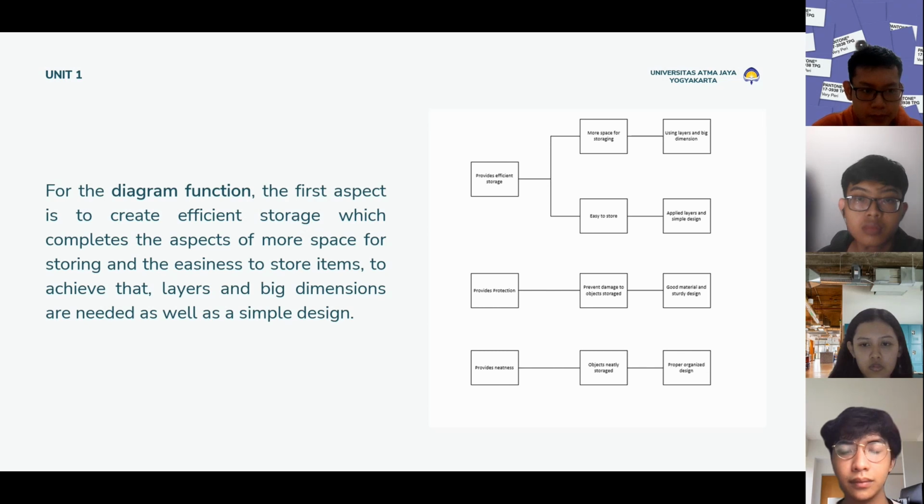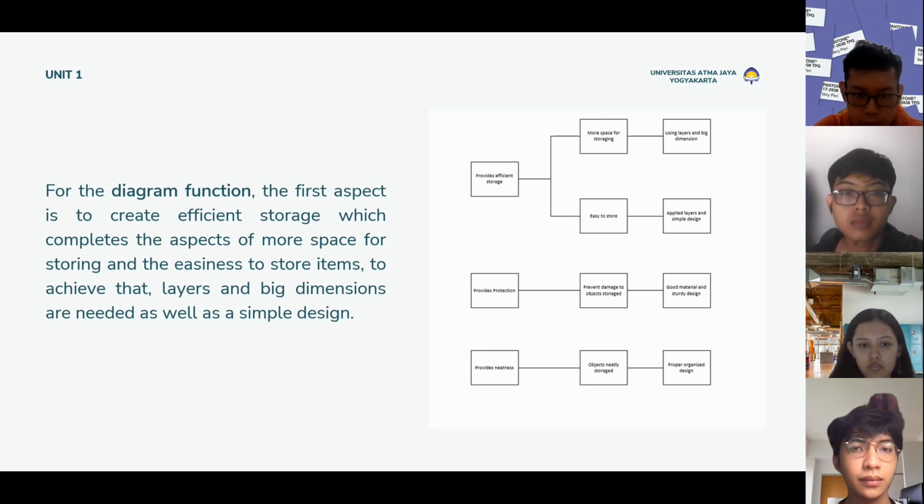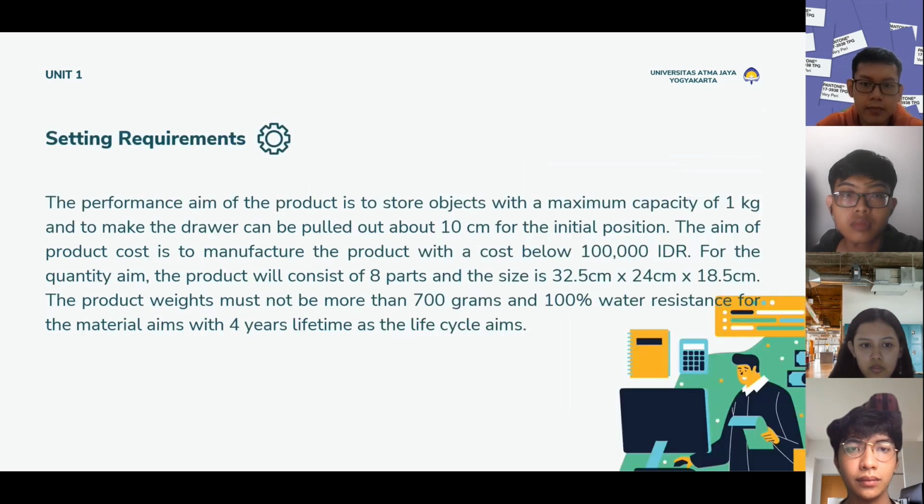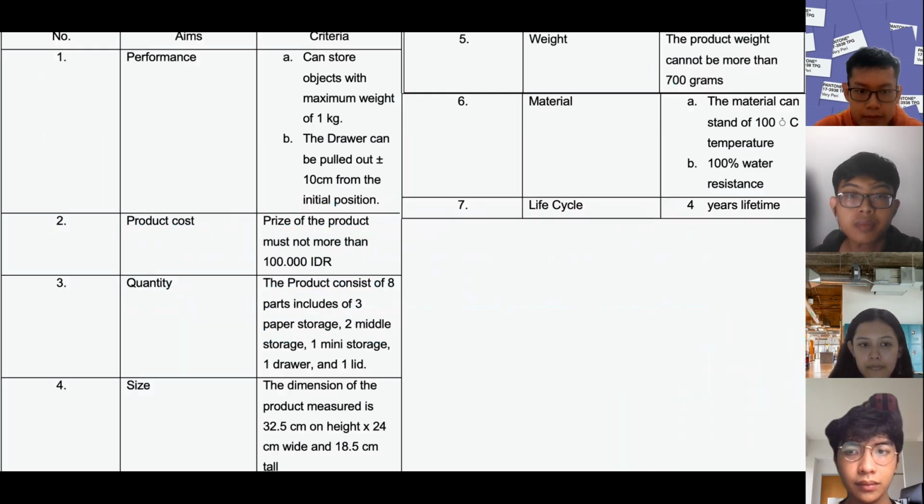Next. And here is the function diagram, which has 3 main aspects. The first provides efficiency of storage. Second provides protection, and the last provides neatness. Next. As for the setting requirement, it will be described in the table next. Here are the performance, product, cost, quantity, size, weight, and material and life cycle.